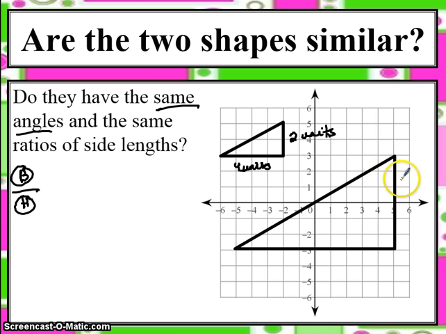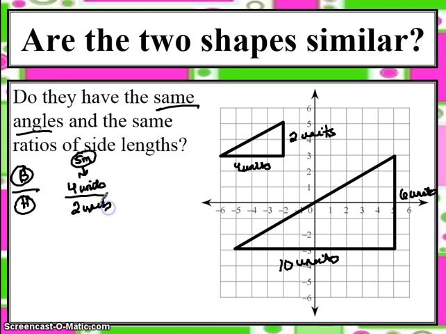The bigger triangle has 1, 2, 3, 4, 5, 6 units, and 1, 2, 3, 4, 5, 6, 7, 8, 9, 10 units long. So if you write your ratio for the small triangle, the one we did first, our base was 4 units, our height was 2 units. And you could have that backwards if you did height to base, just got to be consistent. And let's do that to the large triangle. Base was 10 units, height was 6 units.